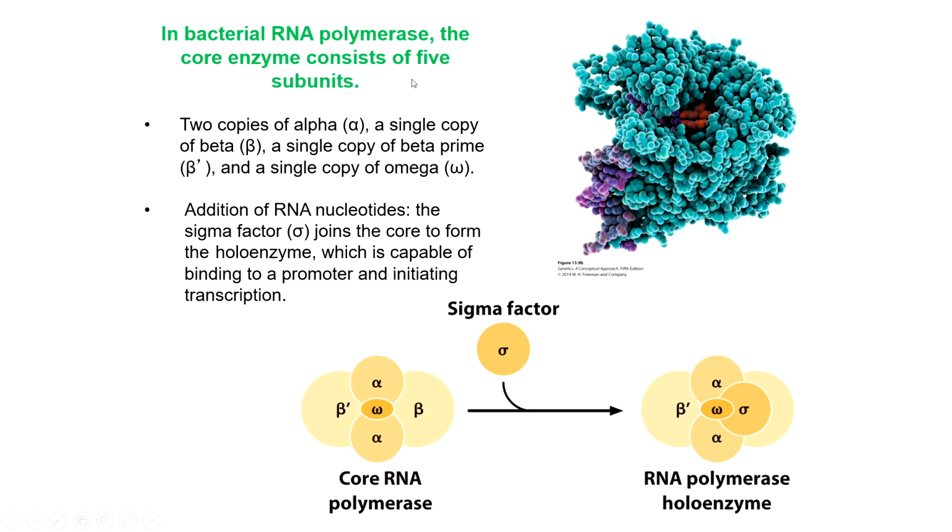RNA polymerase in bacteria consists of 5 different subunits, 2 copies of an alpha subunit, 1 of a beta, 1 of a beta prime, and 1 of an omega. And so to create this protein molecule, 4 different genes are involved. So the alpha, the beta, the beta prime, and the omega. These genes are transcribed into 4 different types of RNA, alpha, beta, beta prime, and omega.